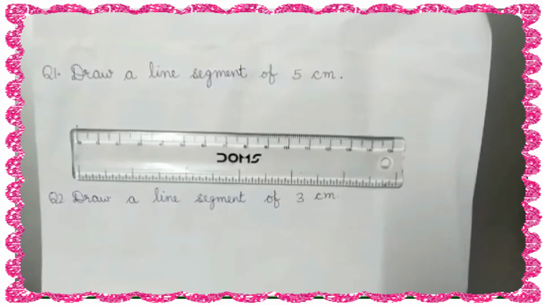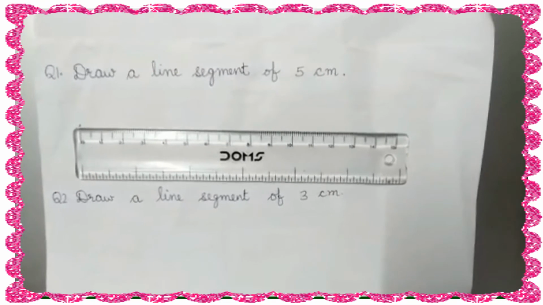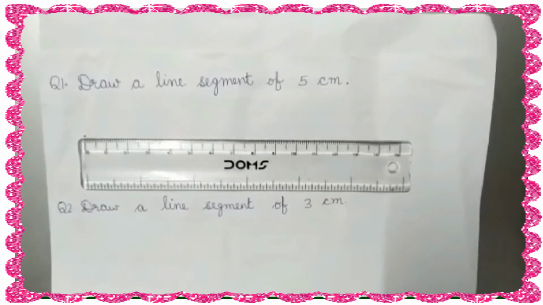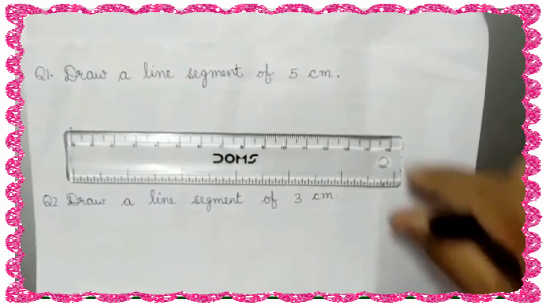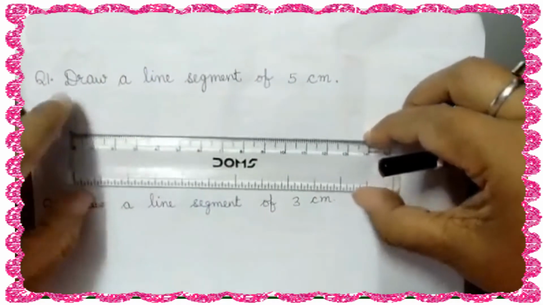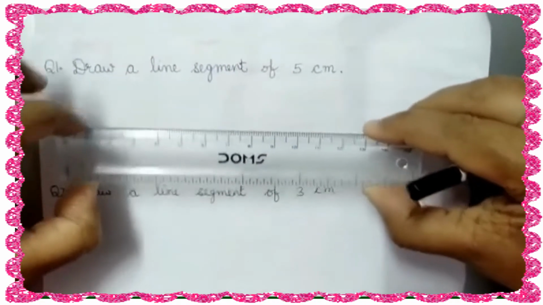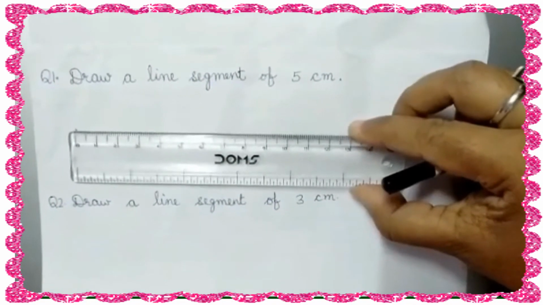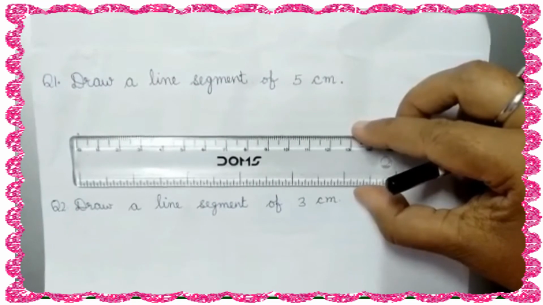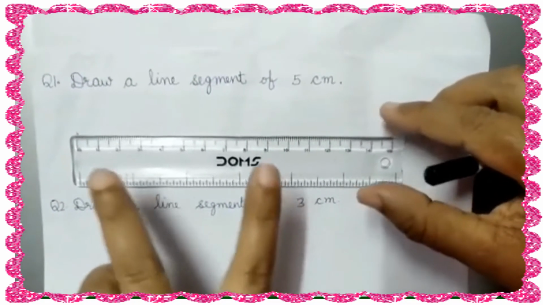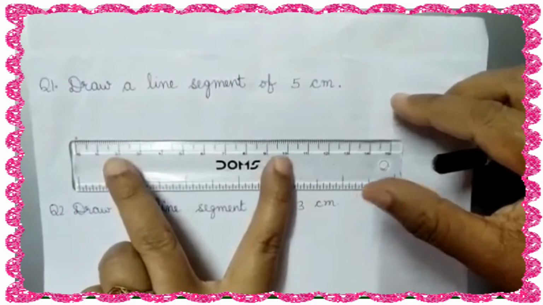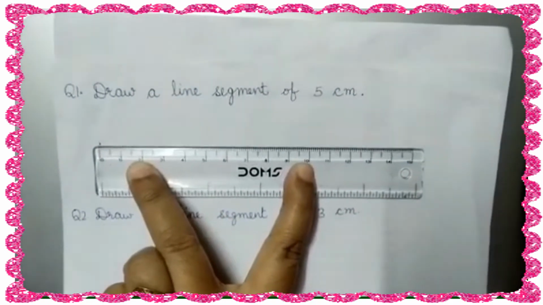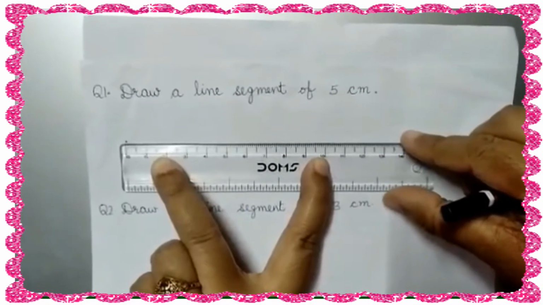Now children, we will learn to draw a line segment. And first of all, we will draw a line segment of 5 centimeter. And for this, we will use this scale. And first of all, learn how to hold the scale. You have to put the scale straight on the notebook and hold the scale with your 2 fingers of left hand. You have to hold the scale tightly that it should not move.